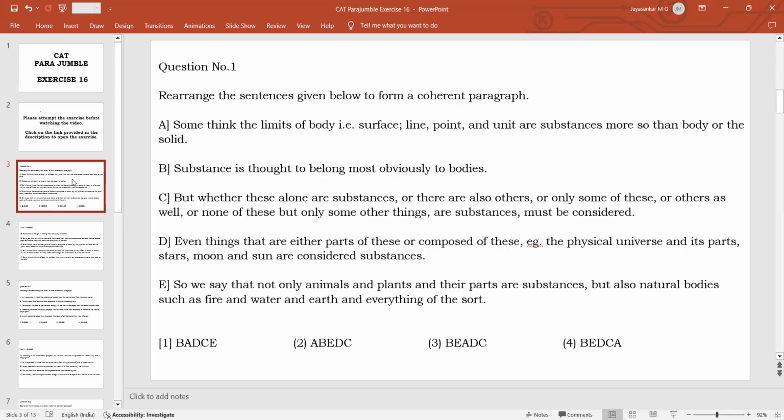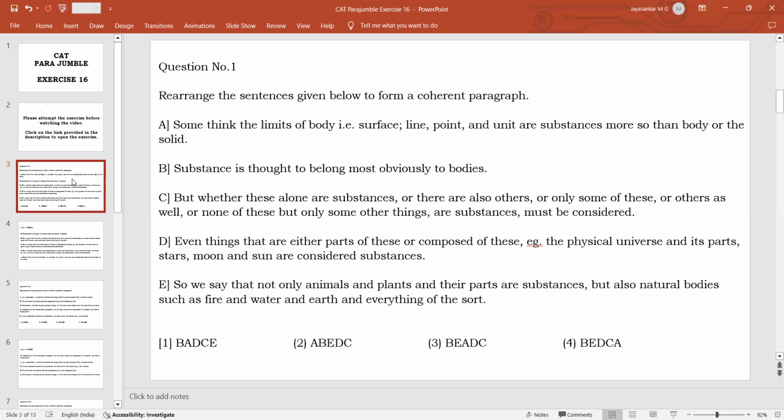The first question: once you understand the passage, you will realize that it is talking about what is a body and what is substance, the definition of substance. Substance is something that is included in a body. Since substance is defined as something included in the body, how can you define substance? The passage discusses various definitions of substance, and one more contradictory idea is also given. So the passage is structured in such a manner.